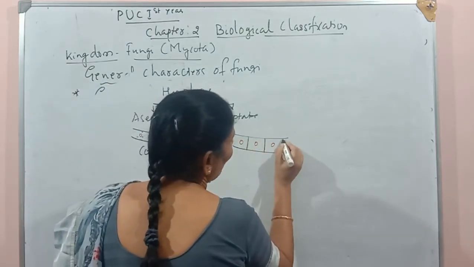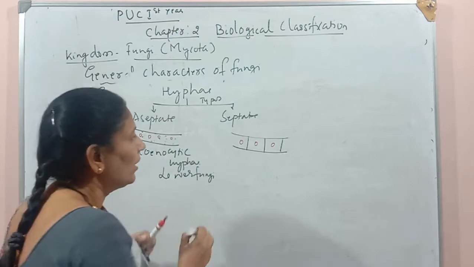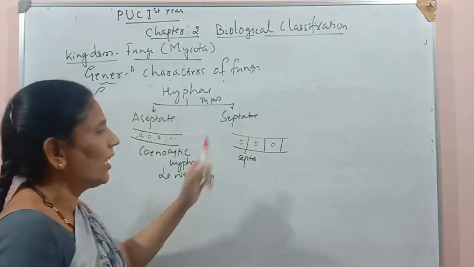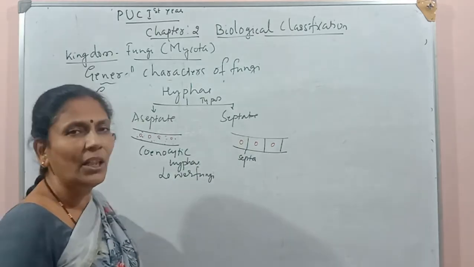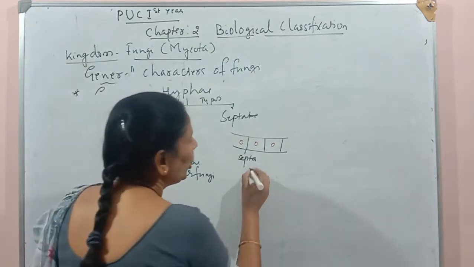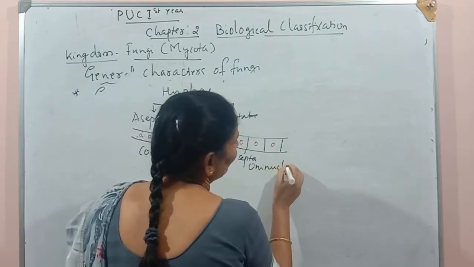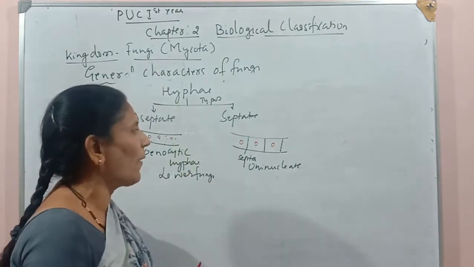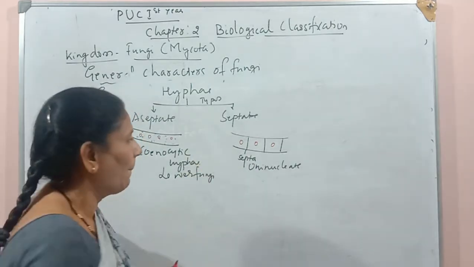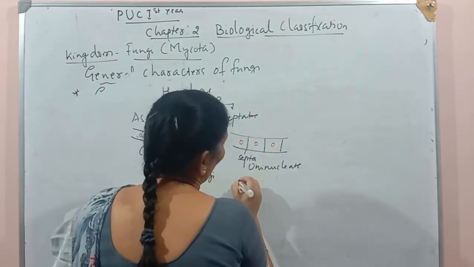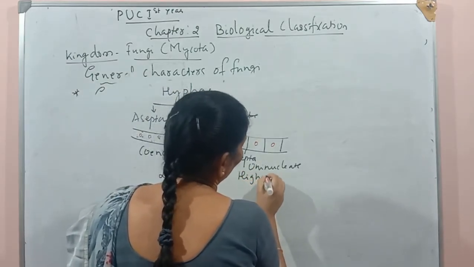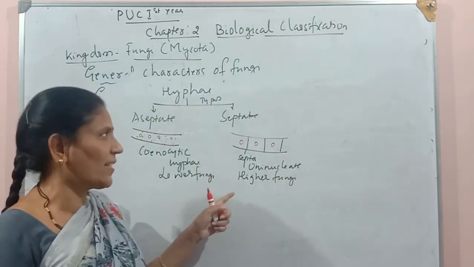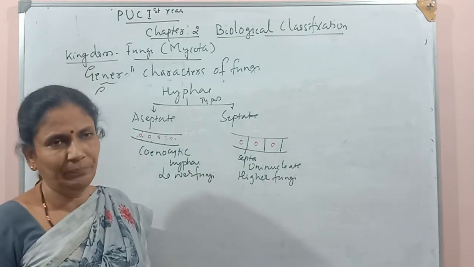In another type of hypha, each nucleus is separated by a cross wall. This cross wall is called the septa, and then each compartment has a single nucleus, and this is called uninucleate. This one is called uninucleate, and this one is multinucleate. And such hypha is called the septate hypha, and septate hypha is usually present in higher fungi like Ascomycetes, Basidiomycetes and Deuteromycetes.